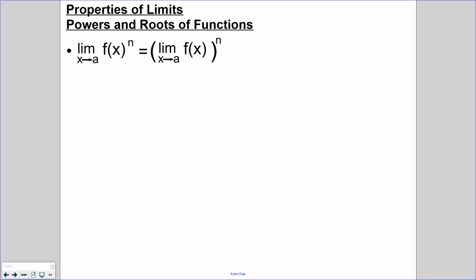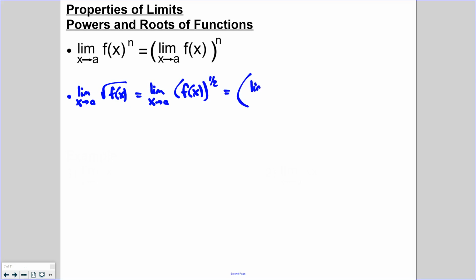Well, let's remember a root really is a power. So for example, if we had the limit as x approaches a of the square root of f of x, this can be rewritten as the limit as x approaches a of the quantity f of x to the 1/2 power, which then can be rewritten as the entire limit as x approaches a of f of x to the 1/2 power. So yes, it works for roots as long as we remember roots can be turned into powers. With that being said, let's take a look at some examples.